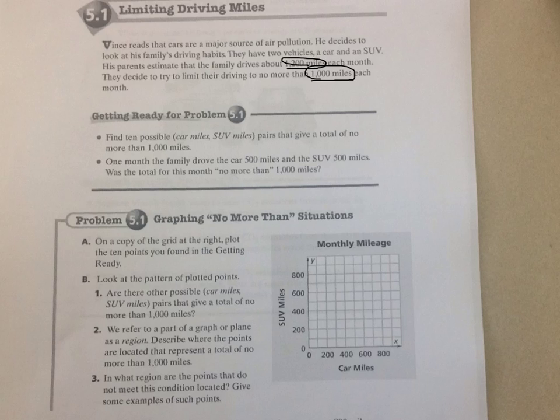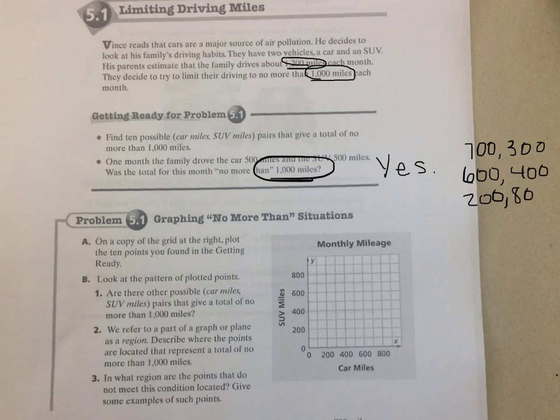Find 10 possible car miles, SUV miles pairs that give a total of no more than 1,000 miles. In 1 month, the family drove the car 500 miles and the SUV 500 miles. Was the total for this month no more than 1,000 miles? Yes. Other combinations would be 700 miles and 300 miles, 600 miles and 400 miles, or 200 miles and 800 miles.